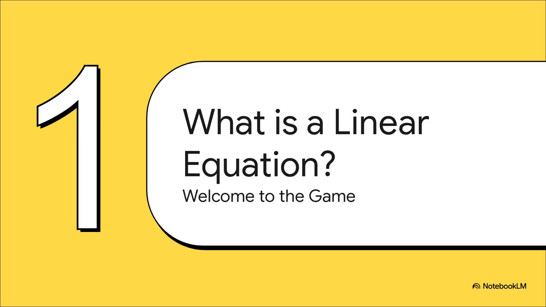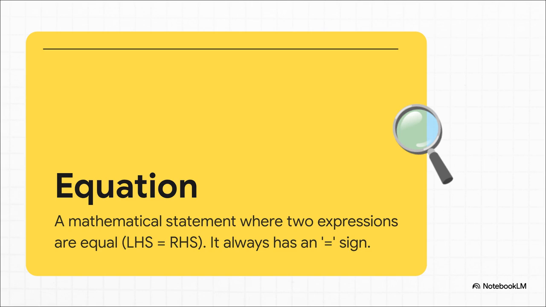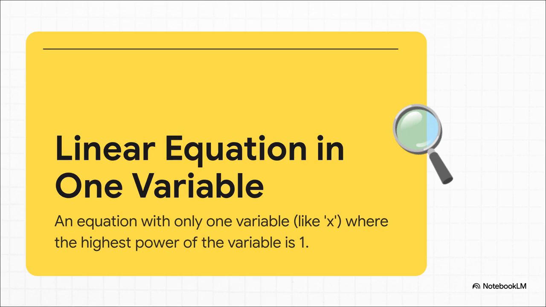Okay, so before we can solve any puzzles, we've got to understand the game board, right? We need to know the rules and the pieces. So let's start with the absolute basics. What even is a linear equation? At its very core, an equation is all about balance. That's the key word. You've got two sides, what we call the left-hand side, or LHS for short, and the right-hand side, the RHS. And that equal sign, that's the balancing point in the middle, telling you that whatever's on the left has the exact same value as whatever's on the right. They're perfectly, totally equal.